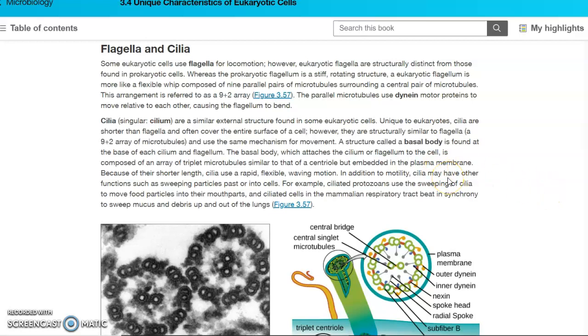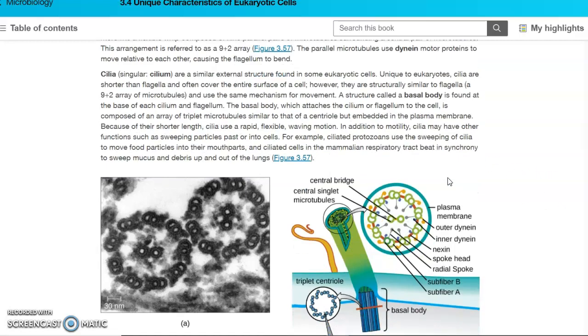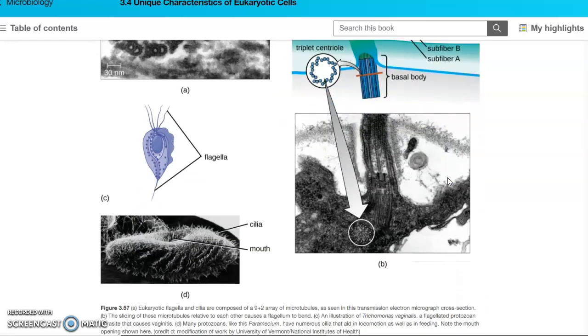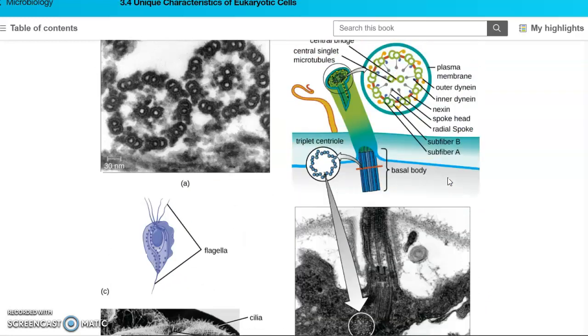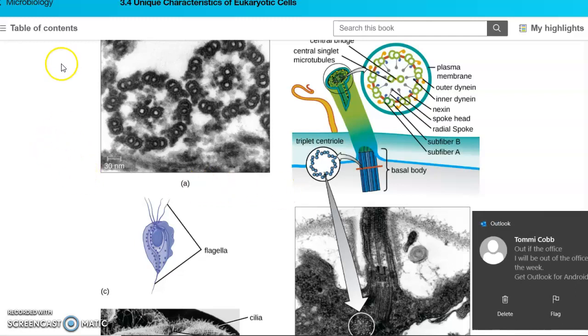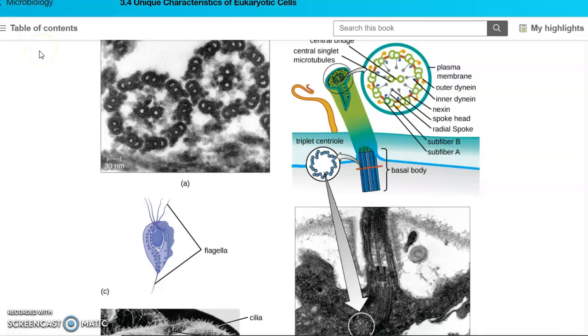Now, cilia can have different functions depending on what type of cell they're in or on. Cilia can be used for movement. They can beat all at once and be used for movement, or they can be used to move food particles or other debris past the surface of the cell. So it really depends on what type of organism and what type of cell we're looking at to determine the function of the cilia.